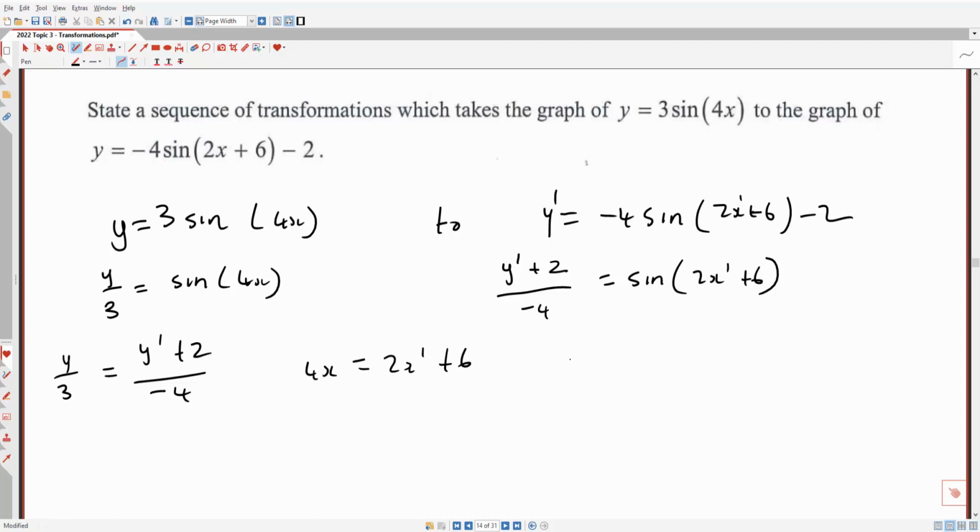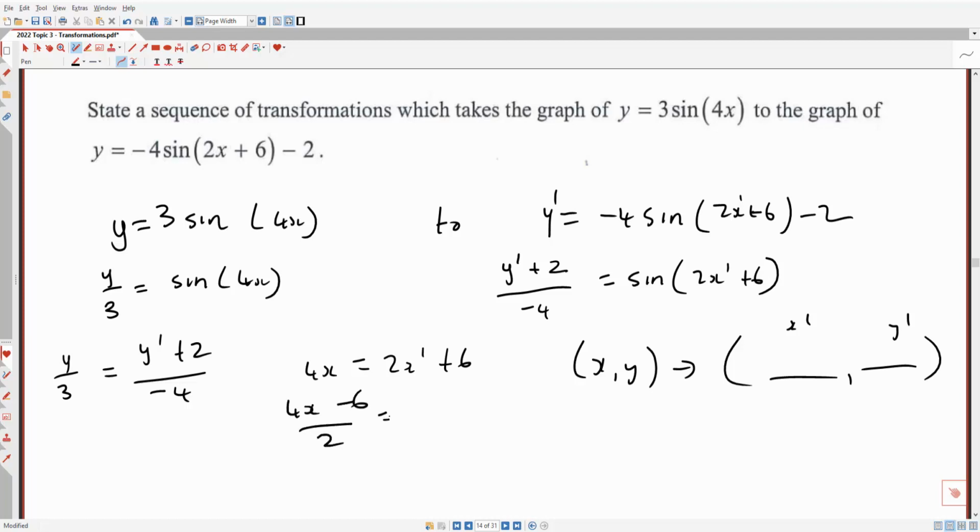Alright, now again, decision time. What do I make the subject? Alright, so this stuff done to x equals the image. So that tells me that I need to make x dash the subject so that I can get the transformations. So let's do that. So I'm going to go 4x take 6 on 2 equals x dash, and I can write that as 2x take away 3 equals x dash. So divide by 2, divide by 2. Let's pop that in.